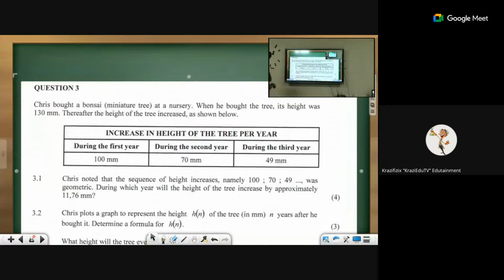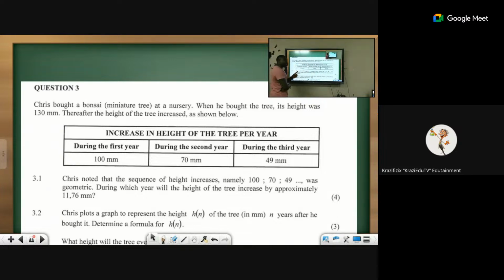Okay. When he bought the tree, its height was 130 millimeters. Thereafter, the height of the tree increased as shown below. So when he bought it at 130. During the first year, it grew by 100 millimeters. Second year by 70. Third year by 49. Chris noted that the sequence of the height increases, namely 100, 70, 49, was geometric. Wow, okay. During which year will the height of the tree increase by approximately 11,76?